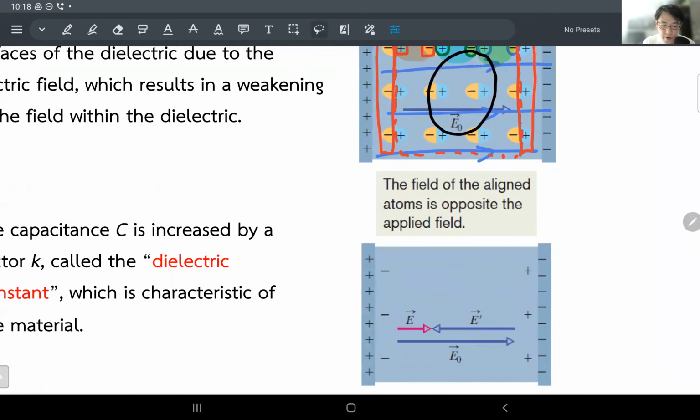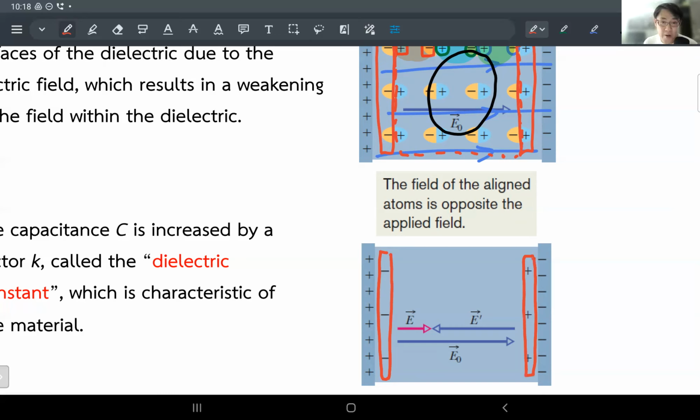So the leftover turns out to be just this, just on the surface of the dielectric material. If you're looking at the left surface, that would be a surplus of negative charge, and you have a leftover positive charge that you won't get any cancellation on the right surface. Does that make sense? You see the big picture now?